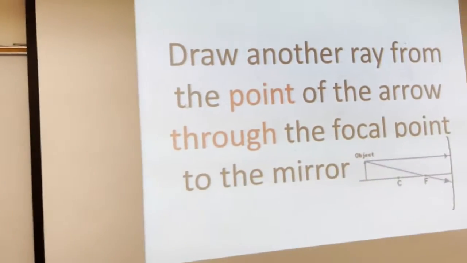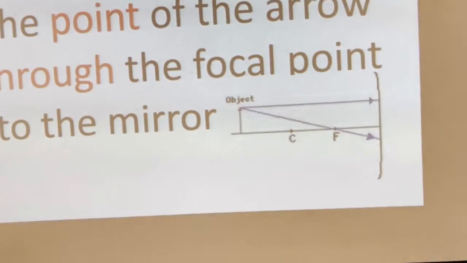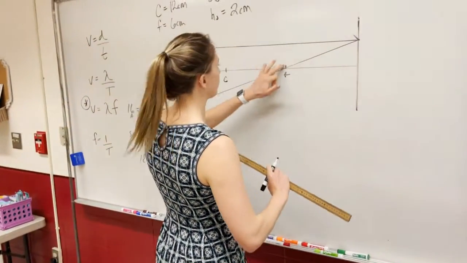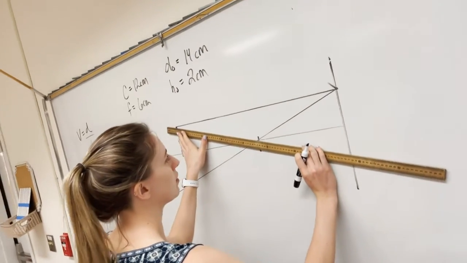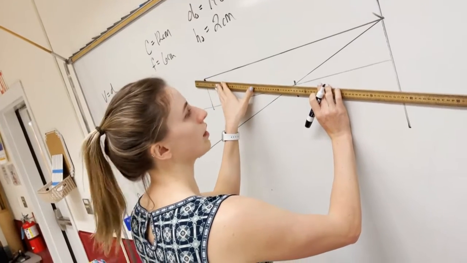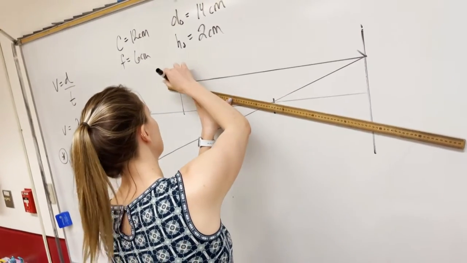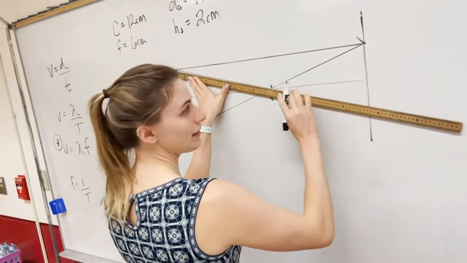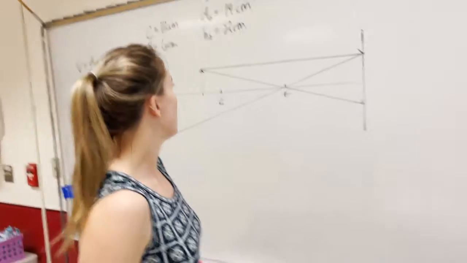All right, now draw another ray from the point of the arrow through the focal point of the mirror, to the mirror. So I'm going from here through here to the mirror, right? Yes. So here we go. Oh, and you can see I missed the focal point a little bit right there. So that will affect your results. I always use a pencil when I do these because I make mistakes. Put an arrowhead on that. It's not a ray if it doesn't have an arrowhead on it.